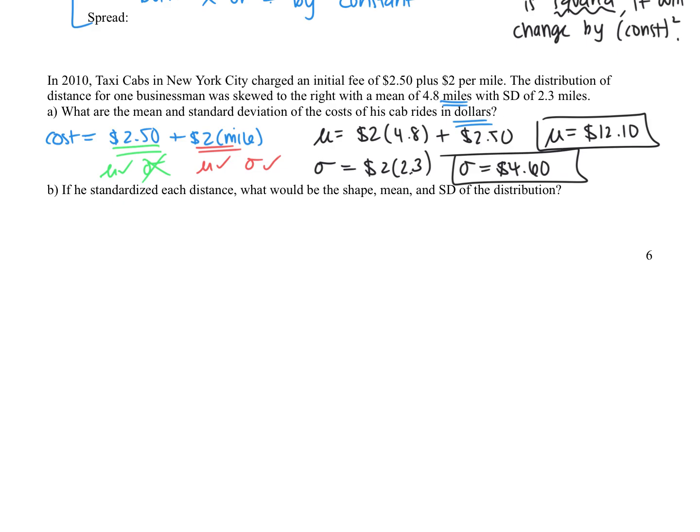Okay, part B. If he standardized each distance, what would be the shape, mean, and standard deviation? When it says standardize, what you should be thinking in your head is z-score. So if every single distance was changed to a z-score, what would be the mean and standard deviation? Well, and shape. The shape is going to be the same. It's still going to be skewed right.